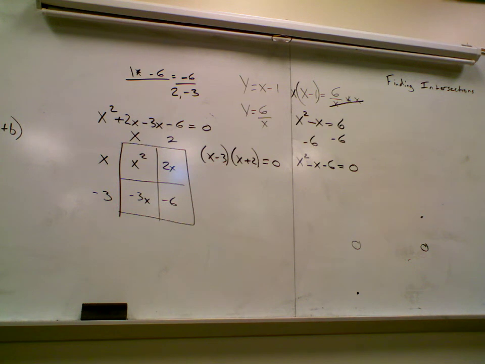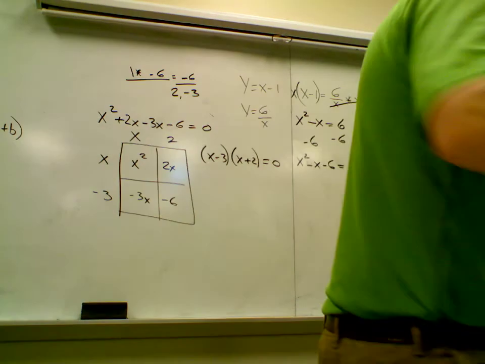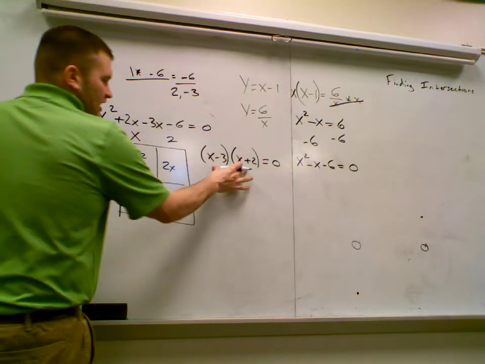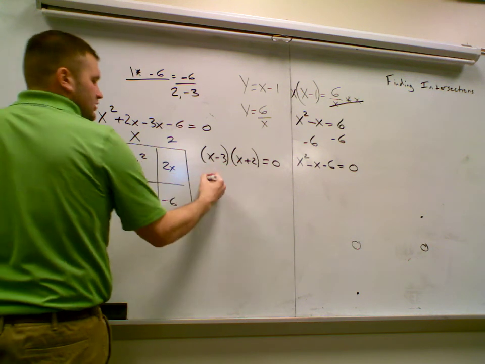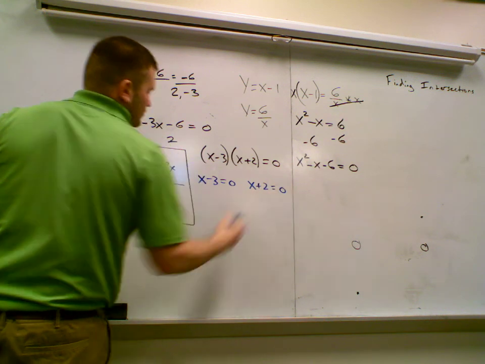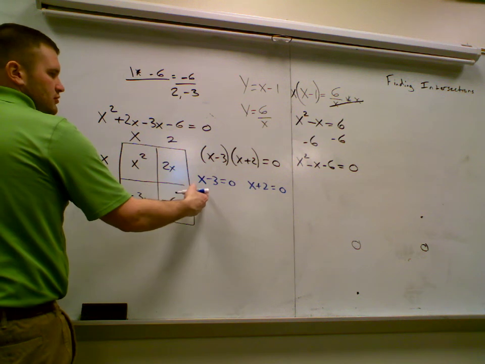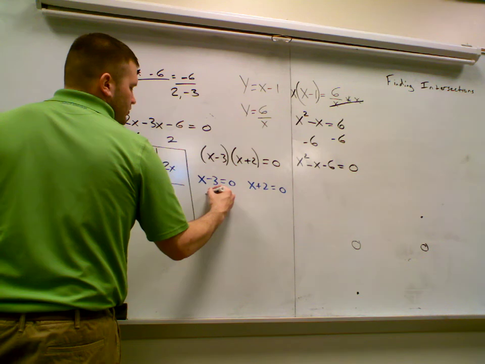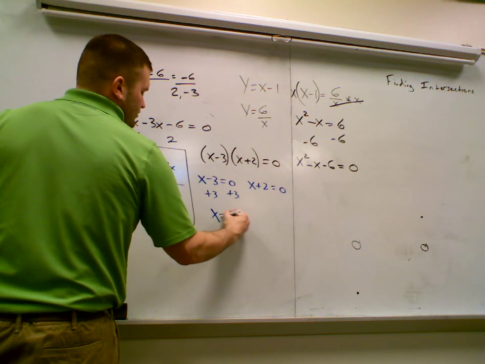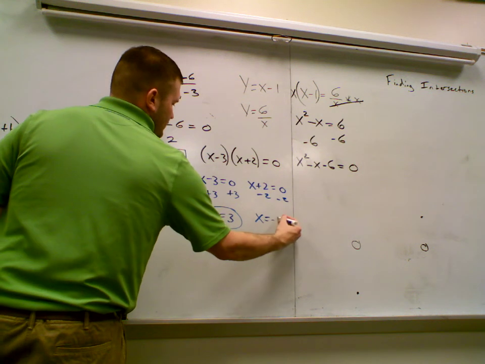If we were just factoring, we'd be done, wouldn't we? But we want to find intercepts, don't we? So what do I do with the x minus 3 and the x plus 2? Algebra, we set each of these equal to 0. So x minus 3 equals 0. X plus 2 equals 0. What do I get here? Plus 3, so x equals 3. Minus 2, so x equals negative 2.